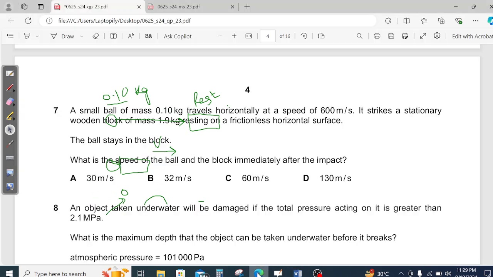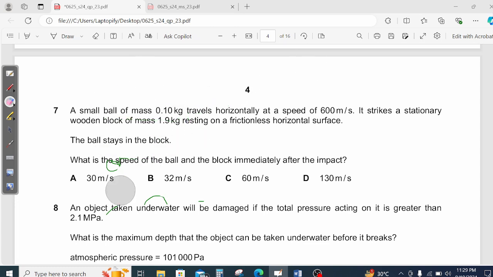Is it clear? Check the options. Yes, you will get the correct option, that is C. So your answer will be C.